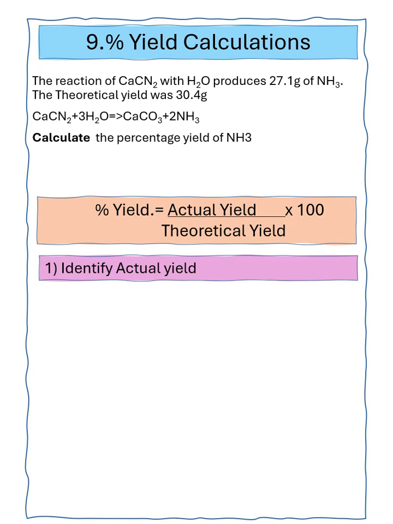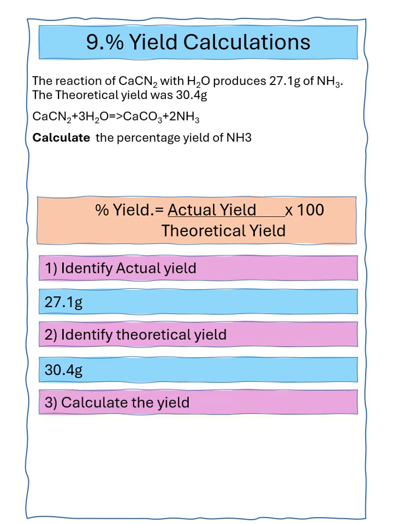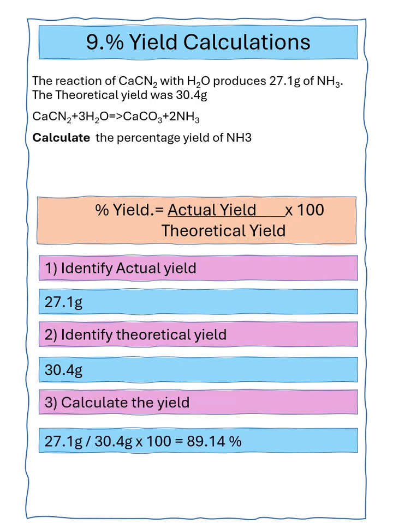First of all, we're going to identify the actual yield. Well, from this information, it produces 27.1 grams of ammonia. We're going to identify the theoretical yield. So in this information, the theoretical yield is 30.4 grams. We're going to put the numbers into the equation to calculate the yield. 27.1 divided by 30.4 times 100 equals 89.14% as a percentage yield.